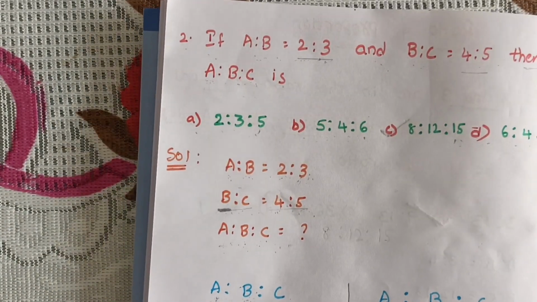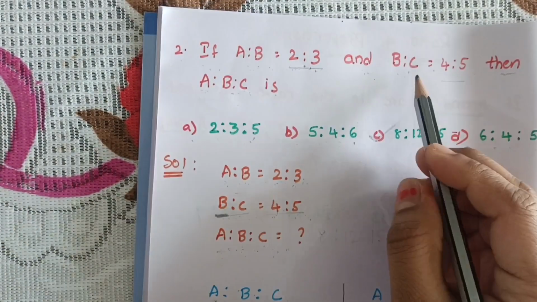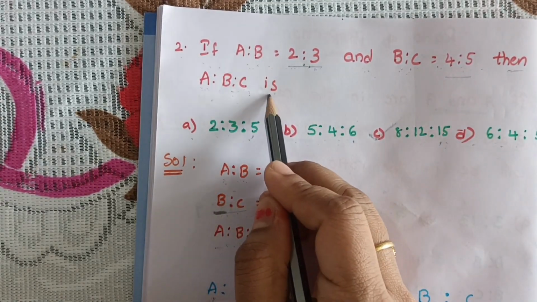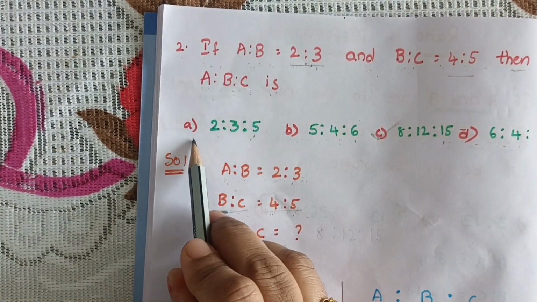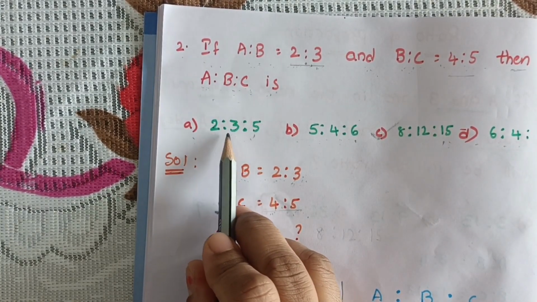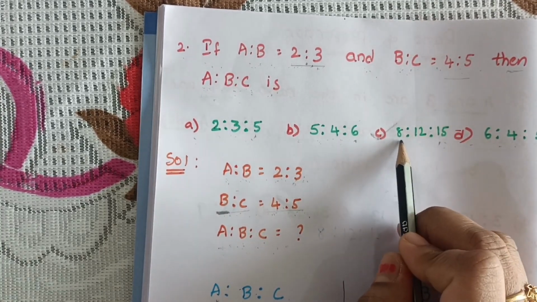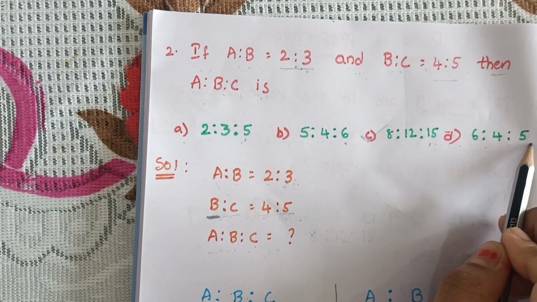Now let's move into the second question. If A is to B is 2 is to 3 and B is to C is 4 is to 5, then find A is to B is to C. We need to find the A is to B is to C values. Here options are given. A is 2 is to 3 is to 5, B is 5 is to 4 is to 6, C is 8 is to 12 is to 15, D is 6 is to 4 is to 5.